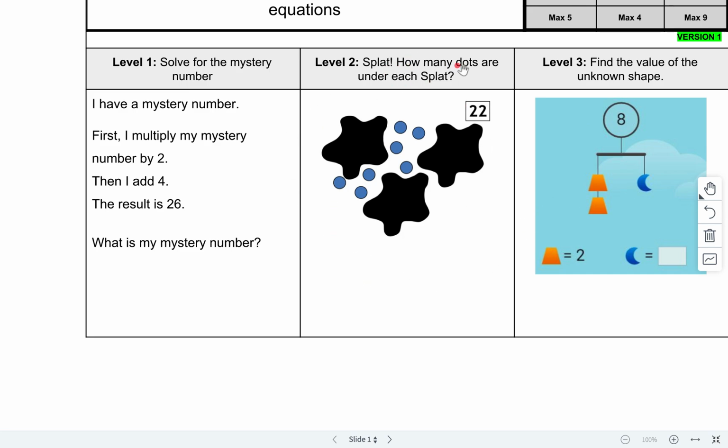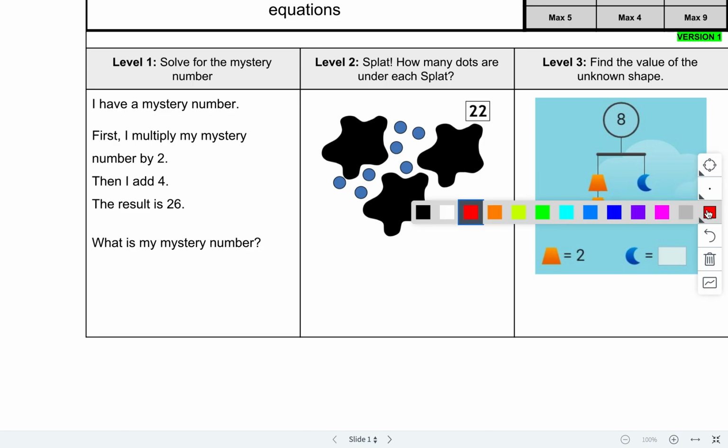So this one says splat. How many dots are under each splat? So the way I see it is that there are a bunch of these blue dots under the splat. We don't know how many blue dots are under each splat, but each splat is the exact same size, so it should cover the exact same amount of blue dots underneath. So you could almost say that each splat contains a mystery number of blue dots.